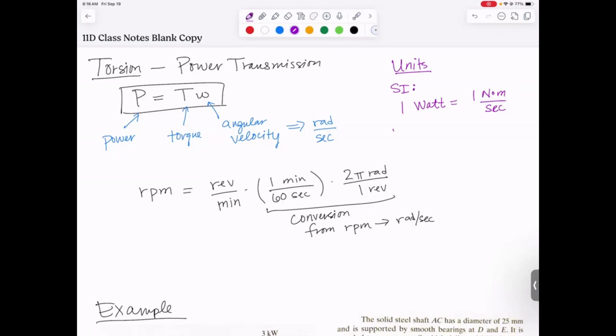Now, English units are not so friendly. The English unit of power is a horsepower, and a horsepower is 550 foot-pounds per second. Not a friendly conversion factor, one that I have to look up every time I need to use it. You need your torque in foot-pounds, your angular velocity in radians per second, and then you will additionally, once you get your power in foot-pounds per second, you'll need to use the 550 to convert to horsepower.